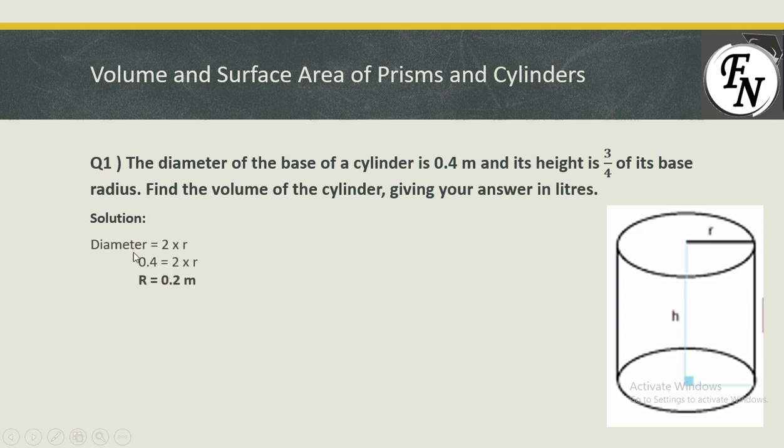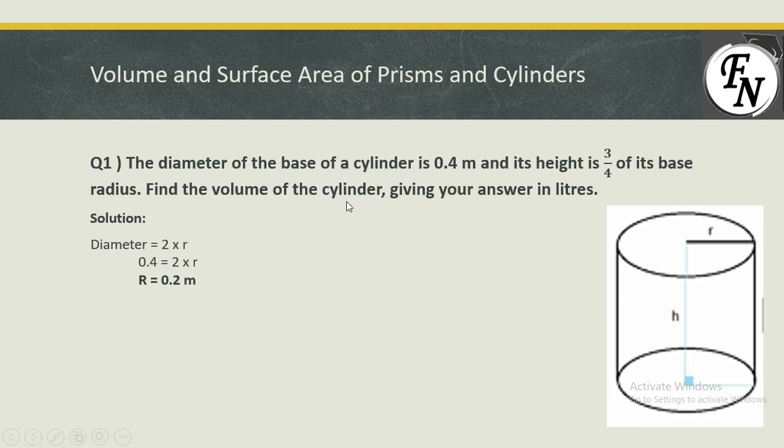Here it is, diameter is 2 into r. That is the formula for diameter, that radius is multiplied by 2 to get the diameter. But in this case we have been given the diameter, that is 0.4, and we need to calculate the radius. So this 2 is multiplying here, there it would be divided, and we will get the value as radius is 0.2 meters.